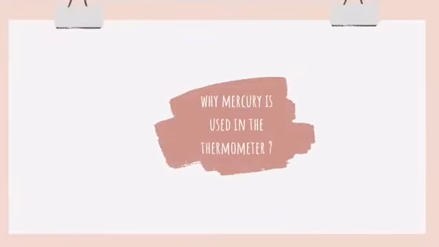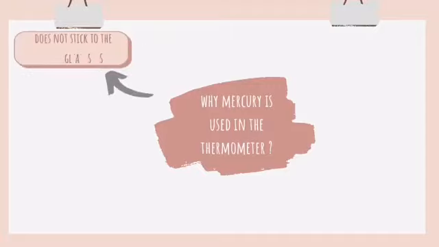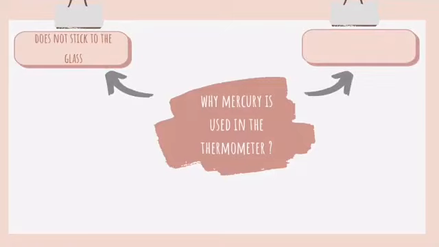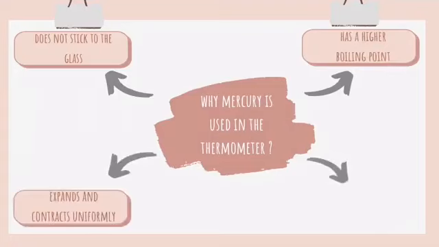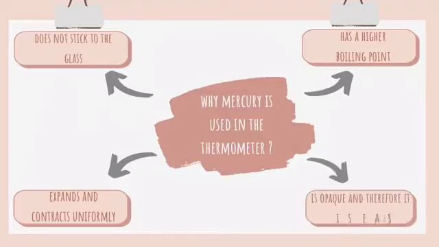So why is mercury used in the thermometer? Firstly, mercury does not stick to the glass. Mercury also has a higher boiling point, it expands and contracts uniformly, and it is opaque, and therefore easier to read.